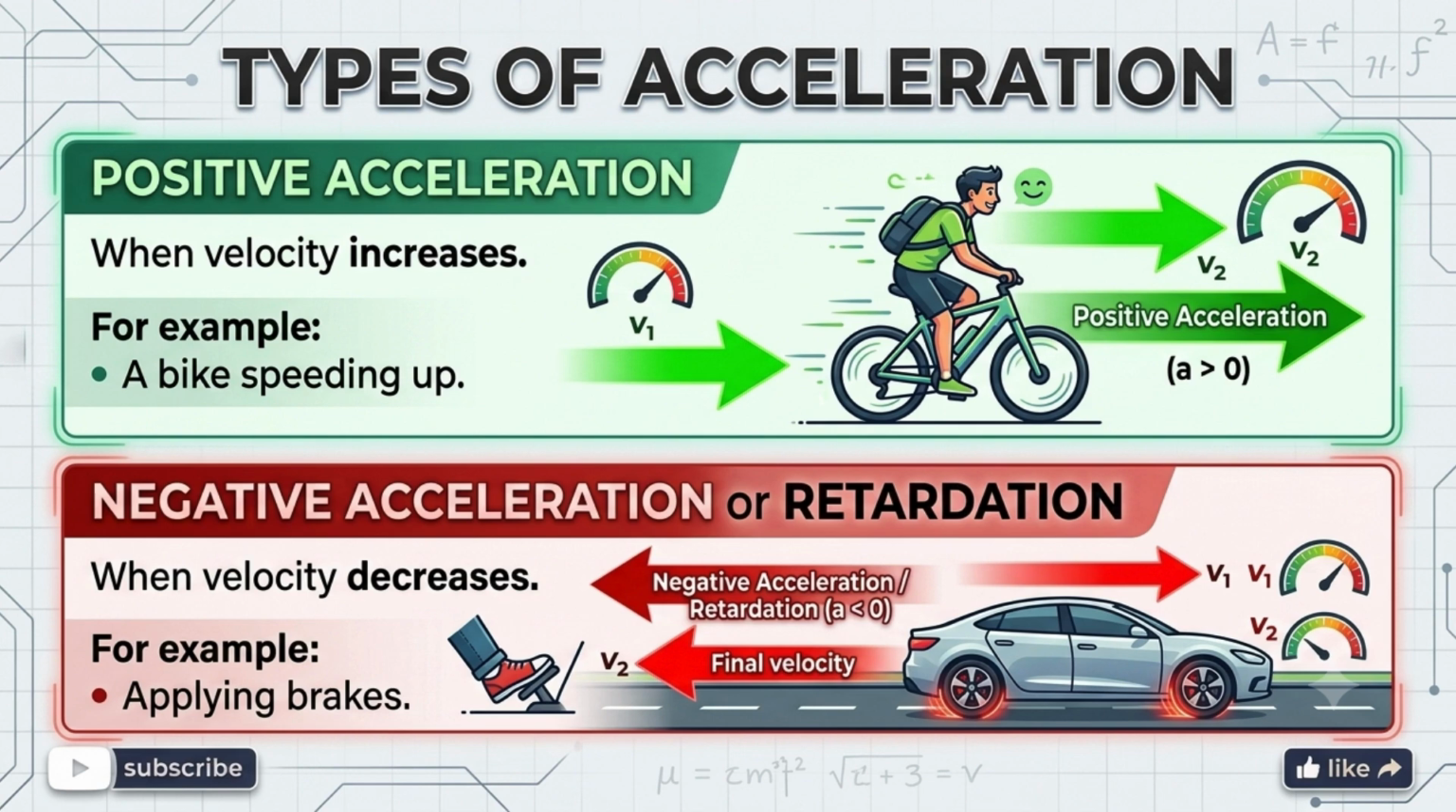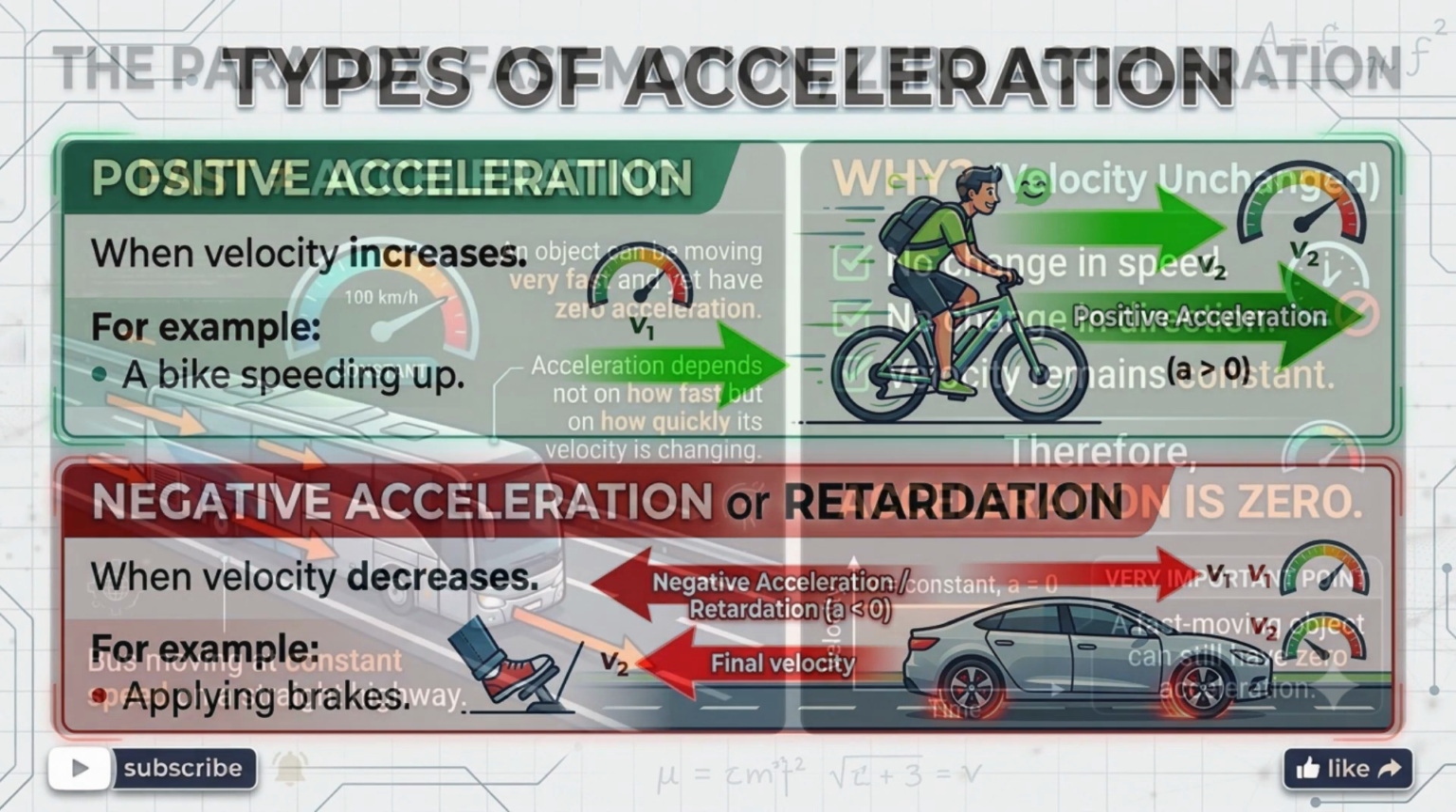But what happens when things slow down? That's where negative acceleration comes in, often called retardation or deceleration. This is when velocity decreases. The perfect example is pushing down on your car or bike brakes to smoothly come to a halt. So remember, speeding up is positive, slowing down is negative, but both mean your velocity is changing.